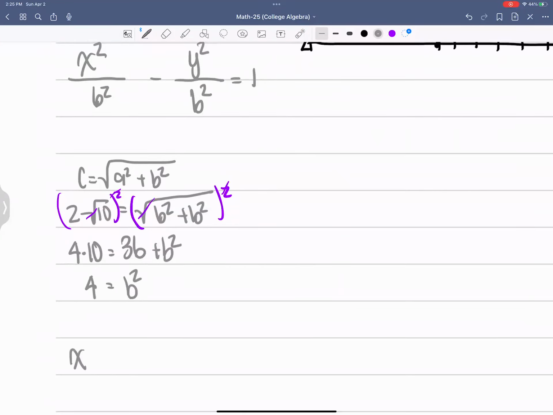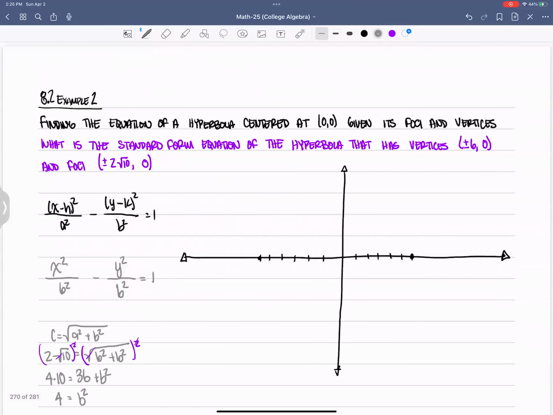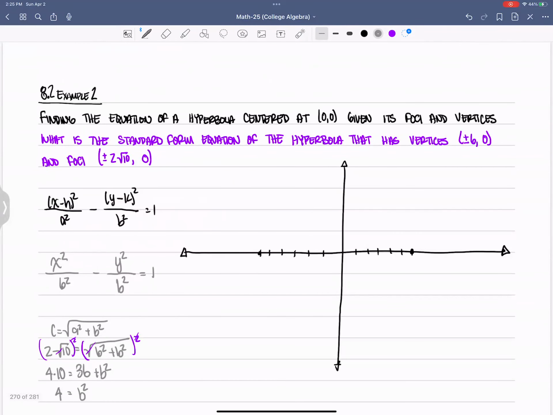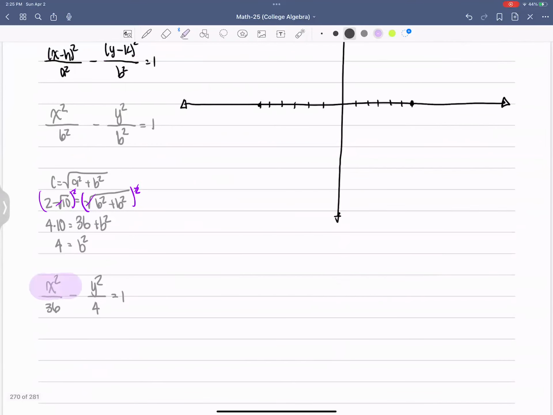So x squared over 6 squared, I'm just copying this part right here. So 6 squared is 36. Minus y squared over b squared. We don't have to do anything else. It's already b squared, so just 4, equals 1. I believe that's all they wanted us to do, right? So what is the equation in standard form of the hyperbola? Yep. Looks good. So that's it.